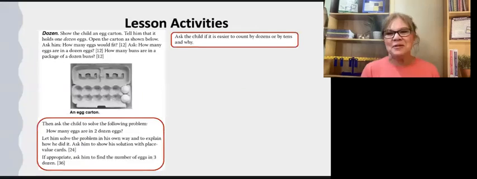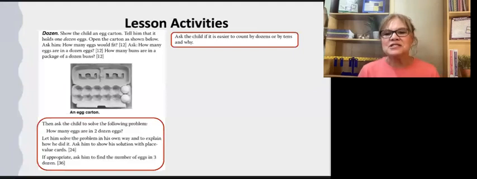Then, in typical Dr. Cotter style, the questions become more complex. Now, my child has pretty much by this point learned that a dozen is 12. We've kind of nailed that in this particular lesson. But now, this next question here, how many eggs are in 2 dozen? Now, that might be a little bit more complex, right, for your child.